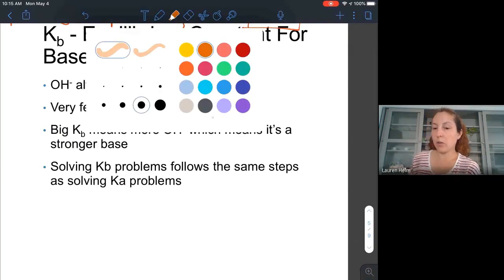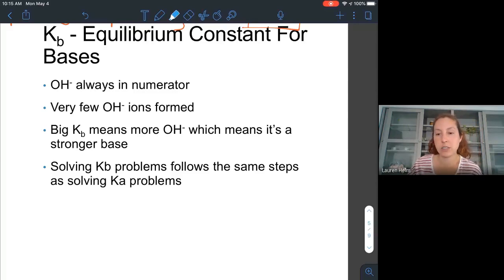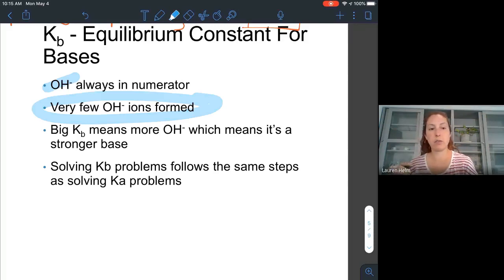Perfect. All right, so equilibrium constant of bases, just like for acids, but instead of hydrogen, hydroxide is going to be in the numerator. We can make this same assumption as we did last time. Very few hydroxide ions are formed. Therefore, if we have a concentration of our base, subtracting the concentration of the hydroxide is negligible in the overall concentration of the base. What does it mean? A large value for Kb means a stronger base because it means more hydroxide is produced at equilibrium.